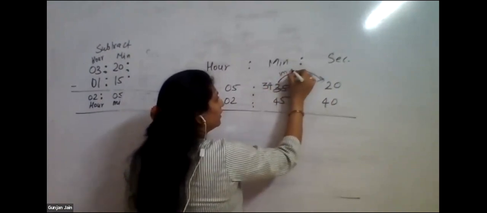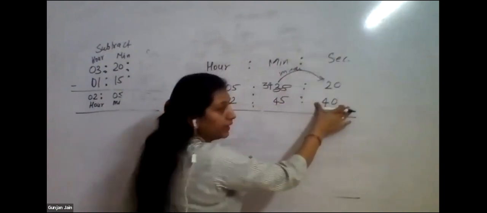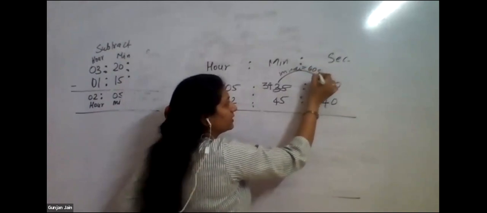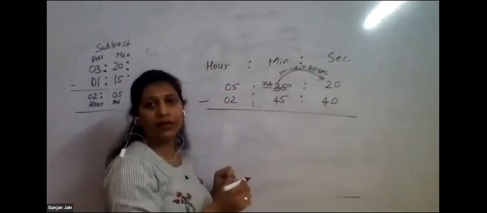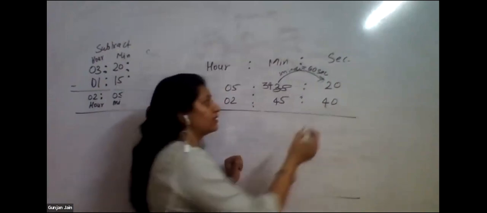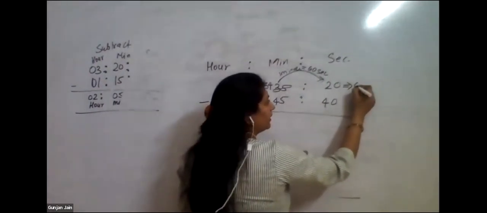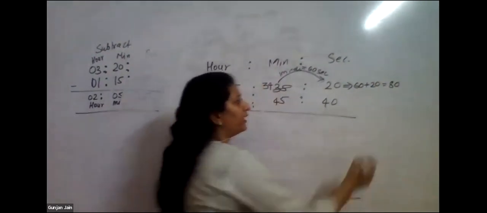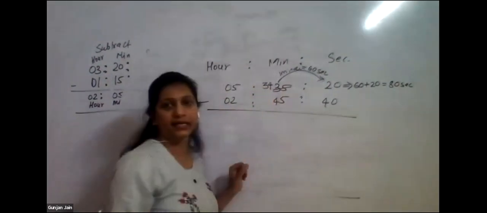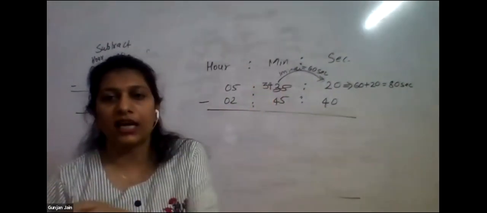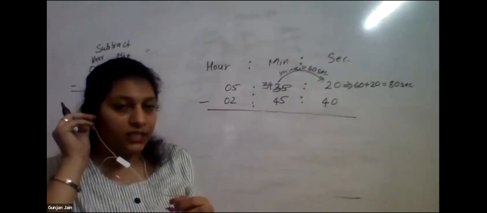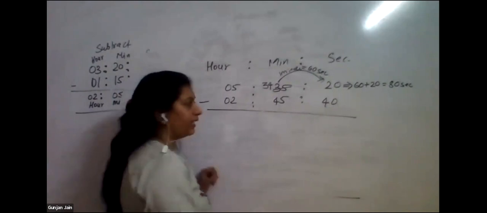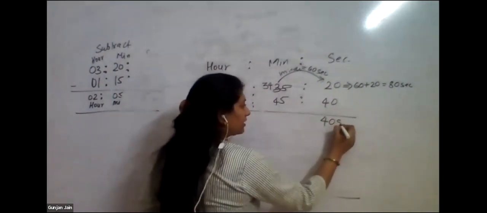1 minute goes here. That means I'm not dealing with minutes, I will deal with seconds only. So 1 minute means it has passed 60 seconds. 60 plus 20 will be how much? This new value will become 60 plus 20, that is equal to 80. Now 80 seconds minus 40 seconds. 80 minus 40 is how much? 80 minus 40 is 40 seconds.